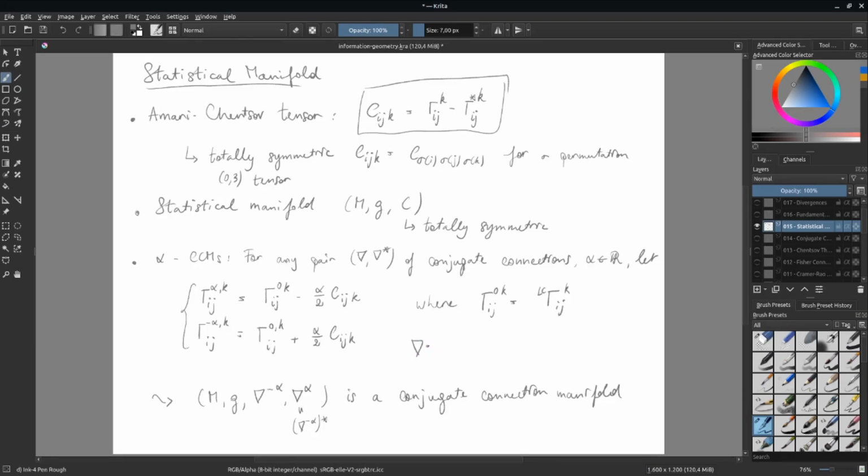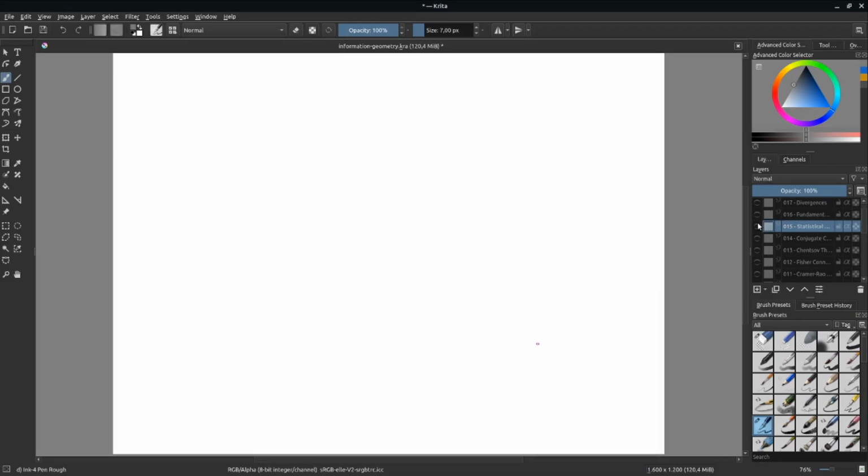Because you have gamma equal to gamma 1, and then the opposite is gamma minus 1. So you have your two conjugate connections, and then you can interpolate between them. At 0, you have the Levi-Civita connection, but you can choose alpha arbitrarily. And we sort of get an intuition why we want to play with alpha, at least toward the end. So if we define these connections, we get another conjugate connection manifold. We get a family of conjugate connections.